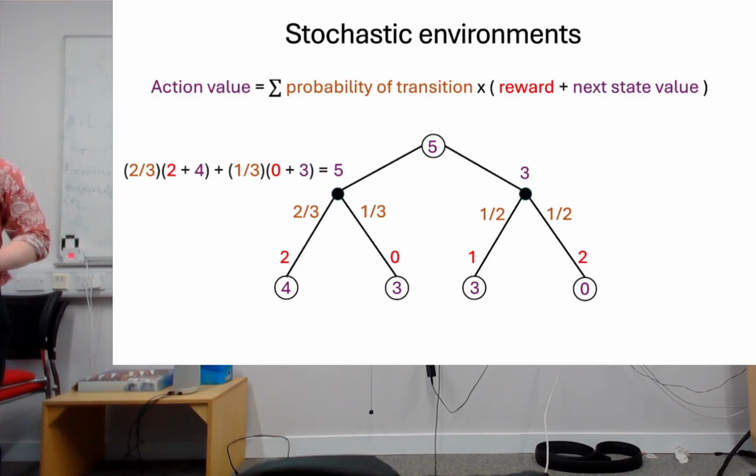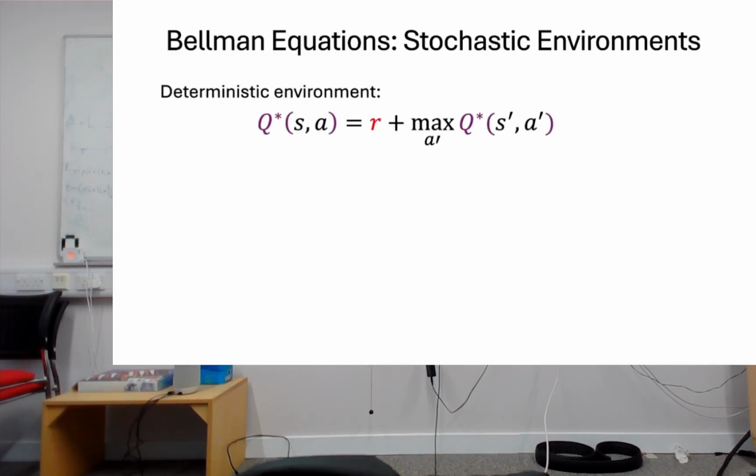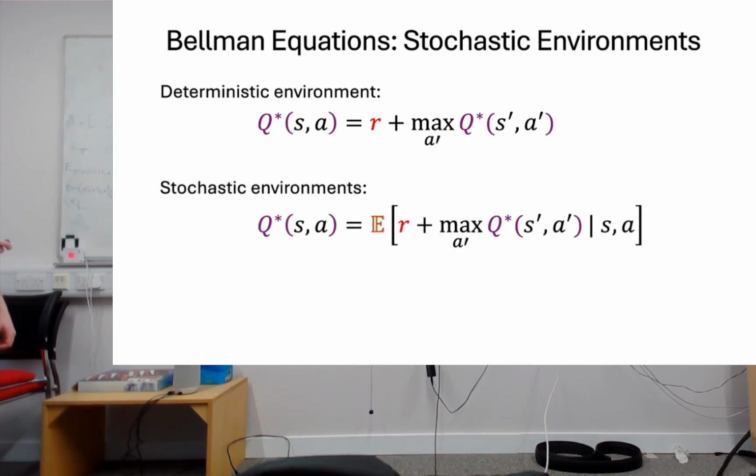All right? And this is very intuitive. You all grasp this immediately. Okay, so what's the Bellman equation look like in stochastic environments? In a deterministic environment, this is our Bellman equation. Action value is reward plus maximum over actions of the next state. For a stochastic environment, the Bellman equation is just going to have this expectation here.